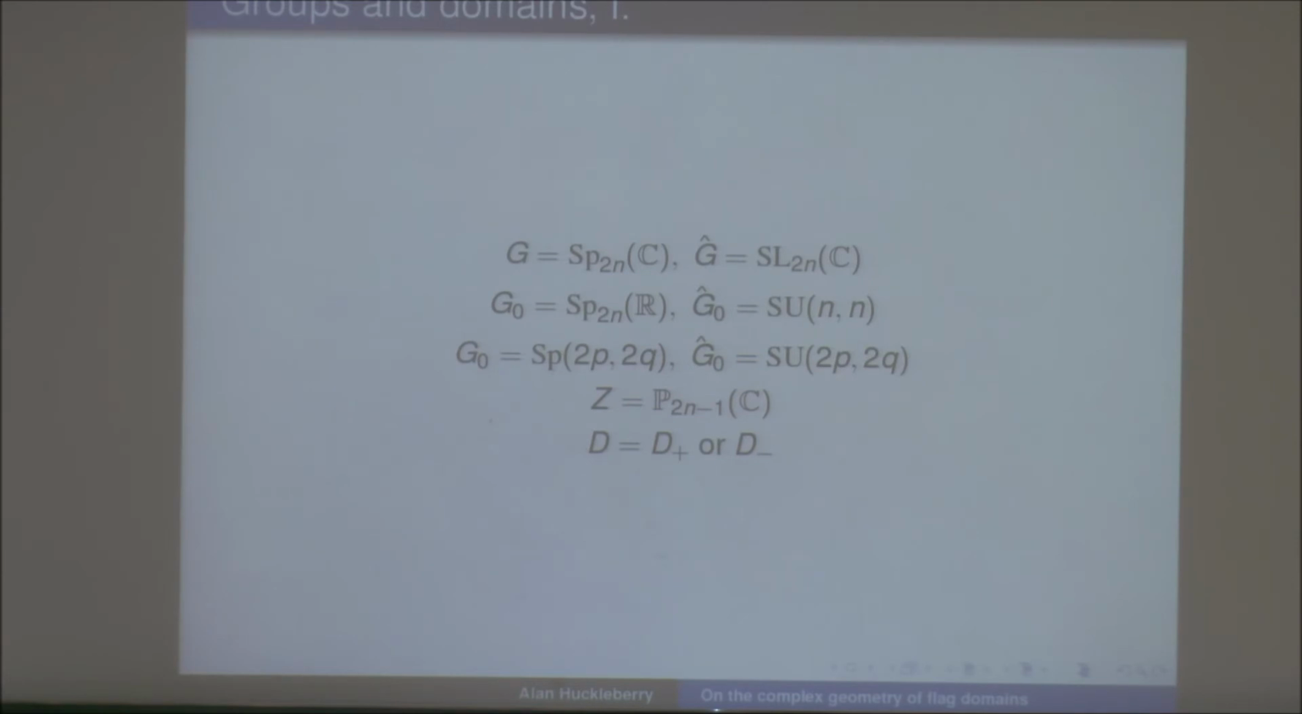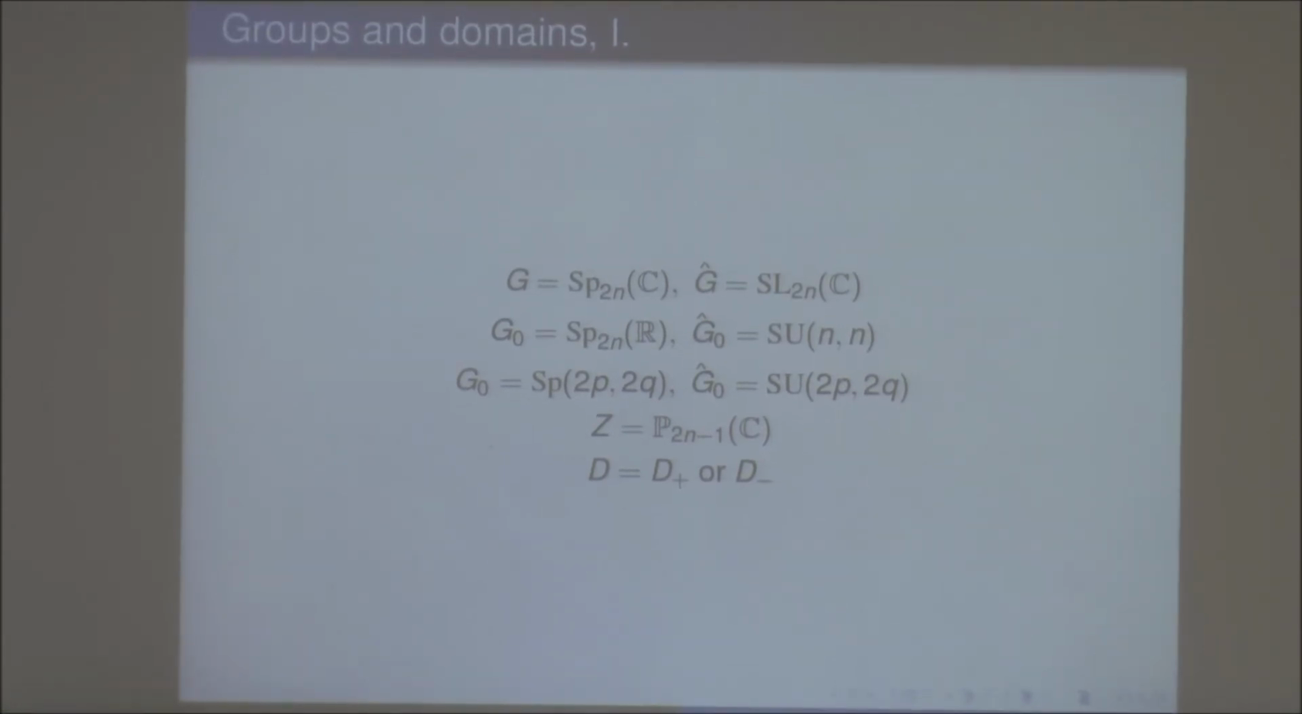In every case here, there are exceptions, and there will be two real forms acting transitively on the domain, just like the two real forms. Yeah, but the domain, okay. Yeah, that's the way to think. The automorphism group of the domain will be one of them. Will be one of those.